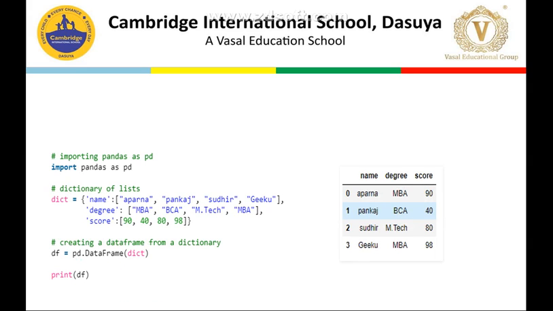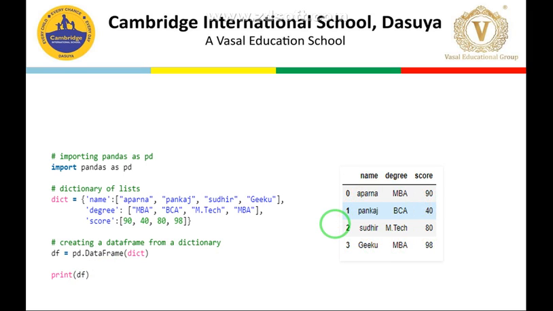See students, starting with the same example that we have discussed. We have a dictionary that contains three lists: name, degree, and score, and their corresponding values. This is also called key, and these are their corresponding values. With the help of the DataFrame function, we have converted this dictionary into a data frame, and then finally printed this data frame with the print function. On the right hand side you can see the output.